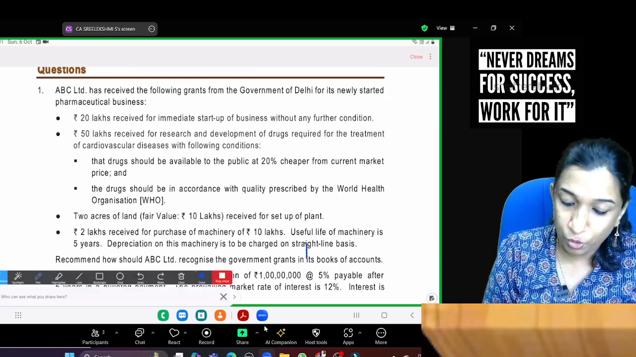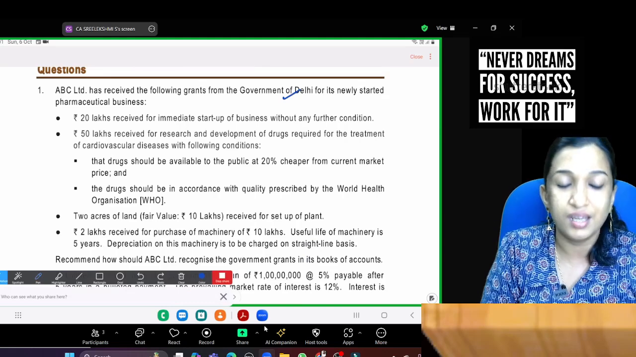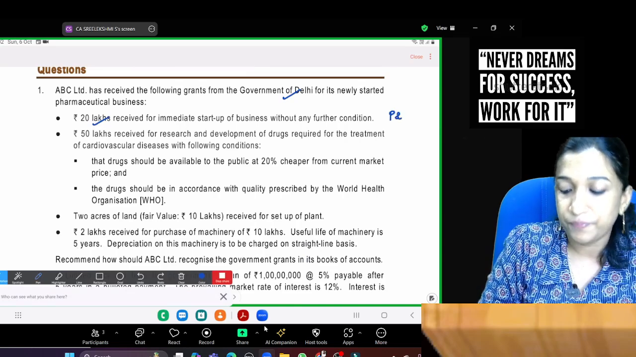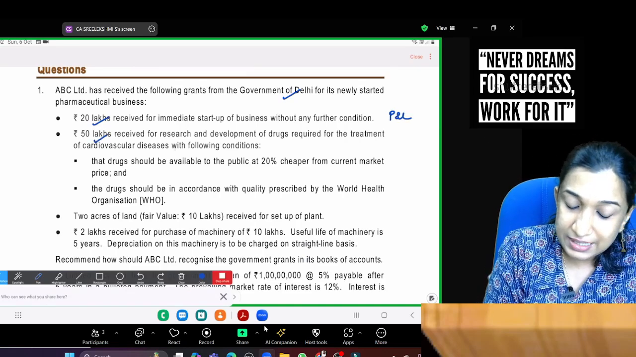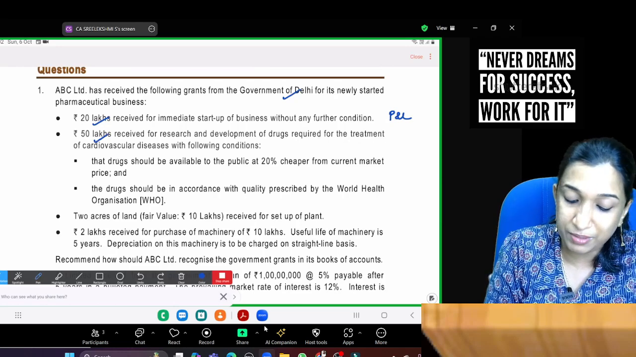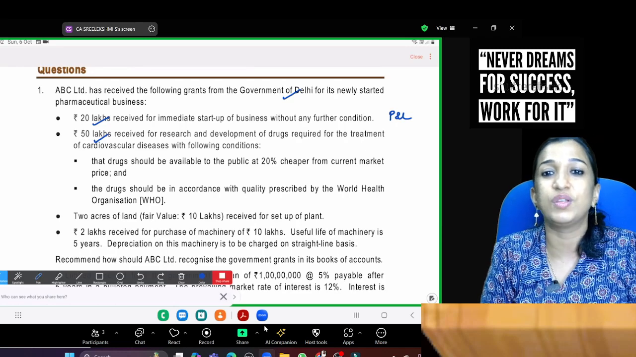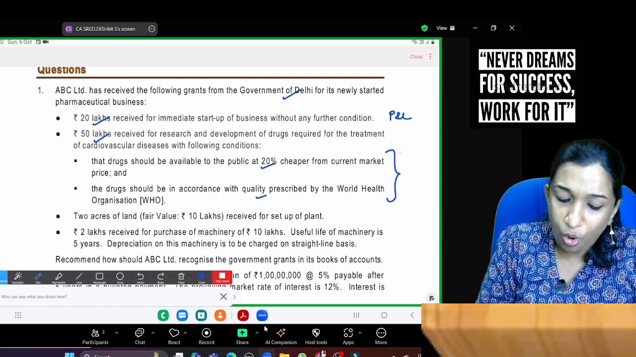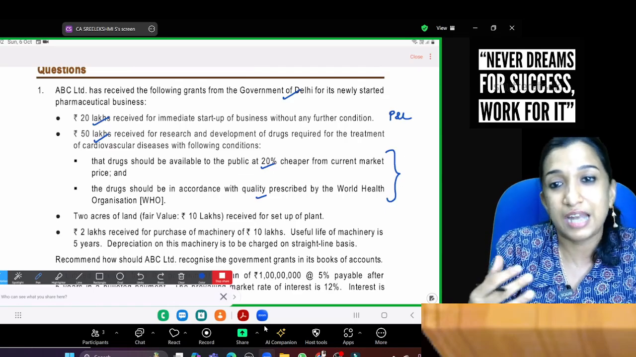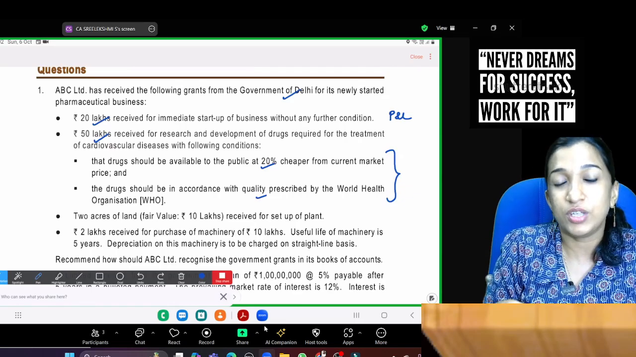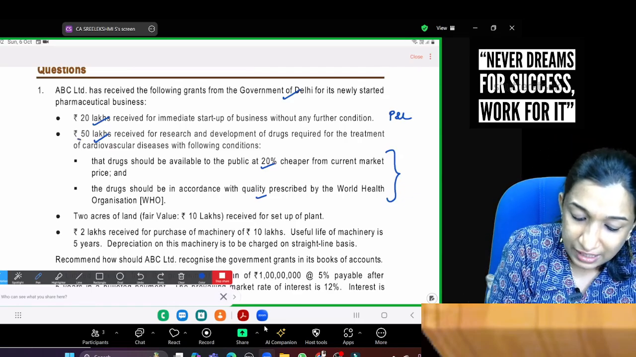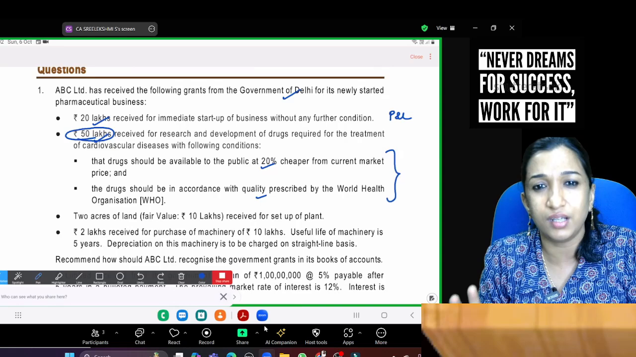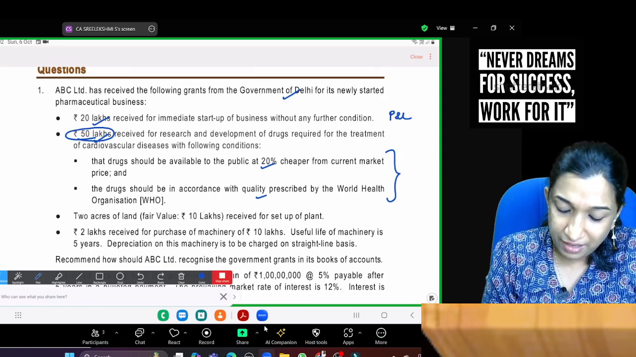ABC Limited has received the following grants from Government of Delhi for its newly started pharmaceutical business. 20 lakhs received for immediate startup without condition, immediately credited to P&L. 50 lakhs received for research and development of drugs required for the treatment of cardiovascular diseases with following conditions. So if there are conditions, it should be recognized in P&L over the period in which the cost of satisfying the conditions is incurred, in the ratio of cost of satisfying conditions. So 50 lakh should be amortized to P&L over the period mentioned, in the ratio of cost of satisfying conditions. 2 acres of land, fair value 10 lakhs received.